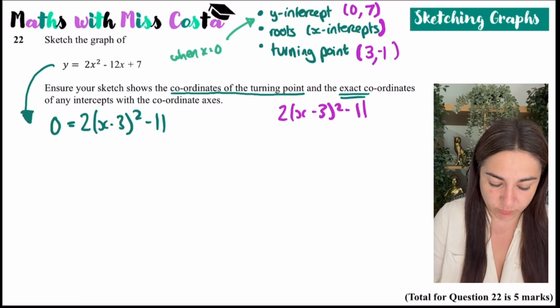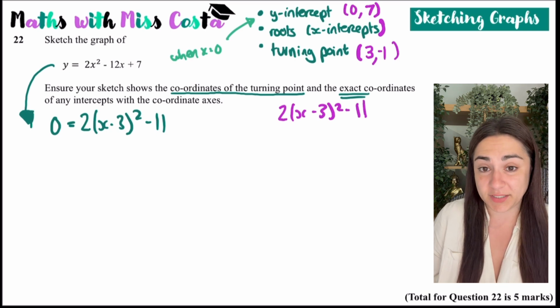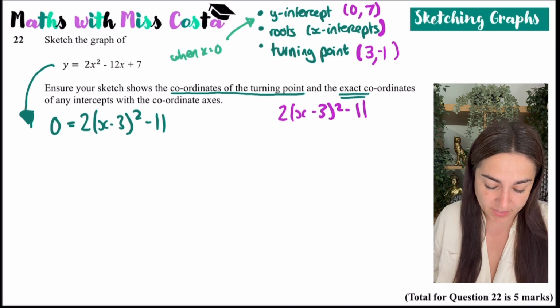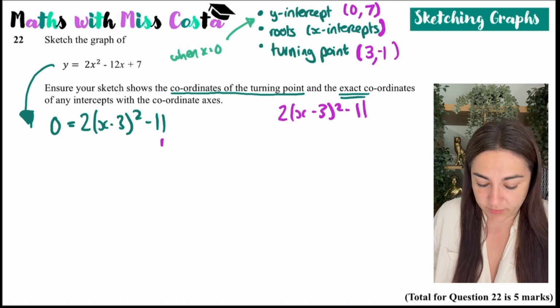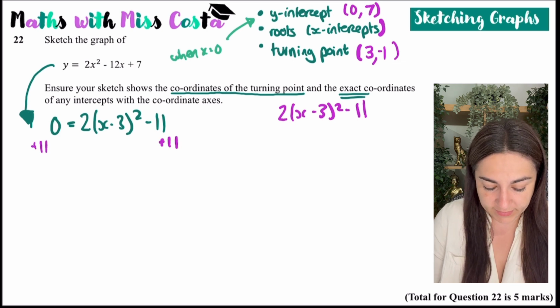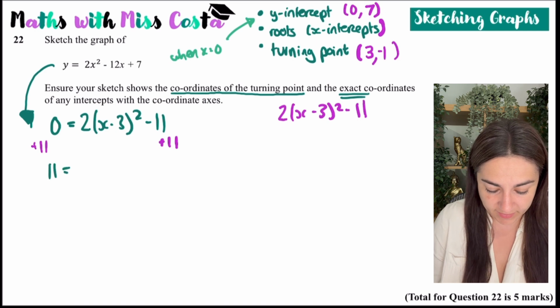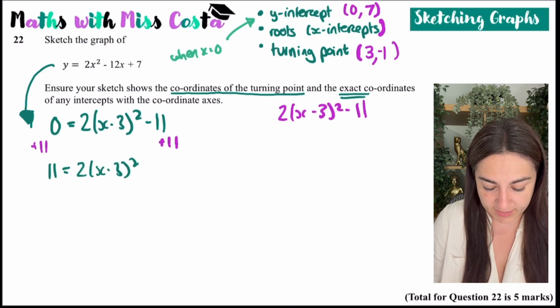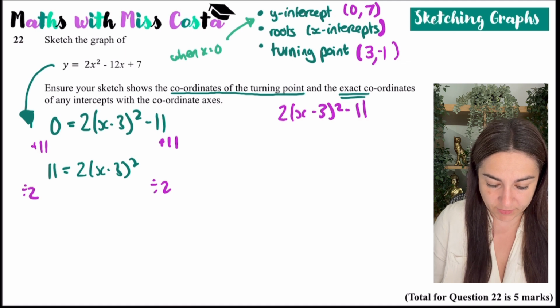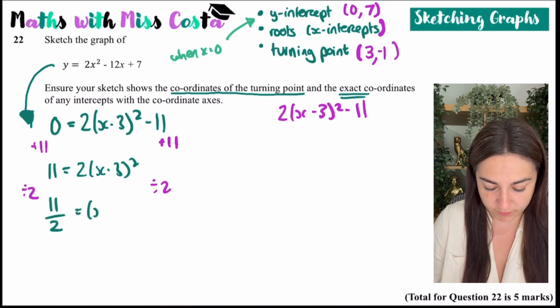I already know that this quadratic can be expressed in the completed the square form, so I'm just going to go with that to make my life easier. So let's solve it. What am I going to do? First, I'm going to add 11 to both sides. So 11 equals 2x minus 3 squared. The next thing I can do is divide both sides by 2. So 11 over 2 is x minus 3 squared.